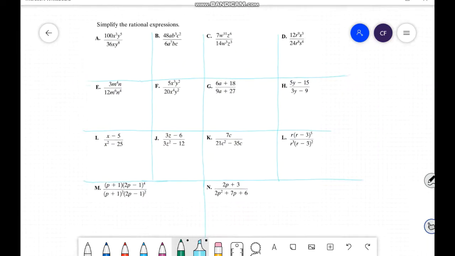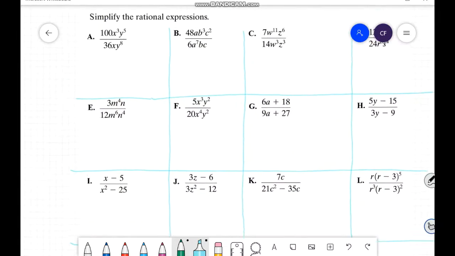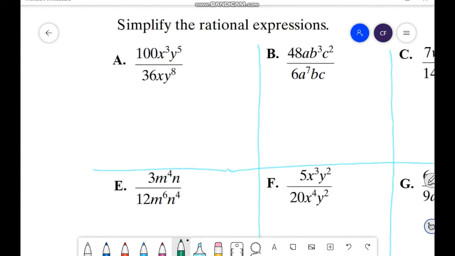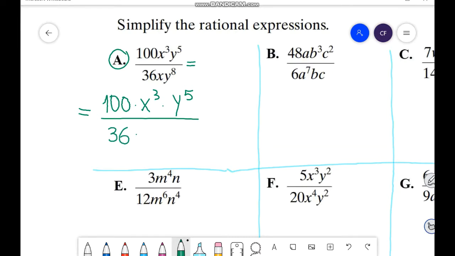Check, and here we have the quiz. Check the first one, the first question, letter A. Let's start very slowly with very simple questions. We have 100 times x cubed times y exponent 5 over 36 times x times y exponent 8. What are you going to have to do to simplify?